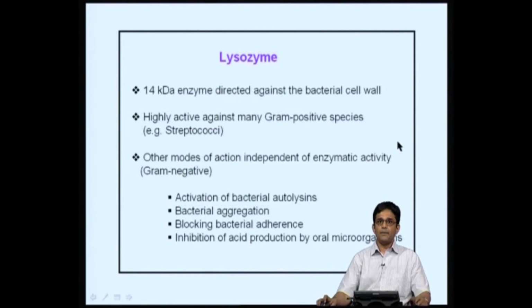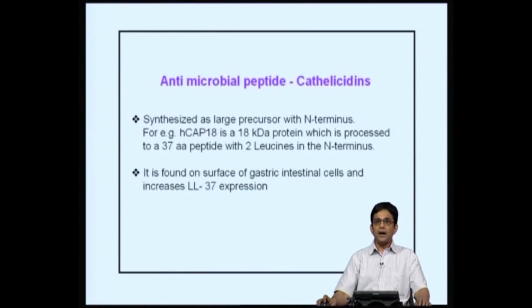This is lysozyme. Again, it's highly active against gram-positive species, mainly because the muramyl peptide bond that it cleaves is present primarily in gram-positive bacteria. And there are other means also. They activate bacterial autolysins, they result in bacterial aggregation and so on, and so they play important antimicrobial roles. The other ones are the cathelicidins. Remember, the cathelicidins are produced as larger precursors and they get trimmed down over here, and cathelicidins play an important role in the intestinal lumen, and they are present on the surface of gastric intestinal cells.